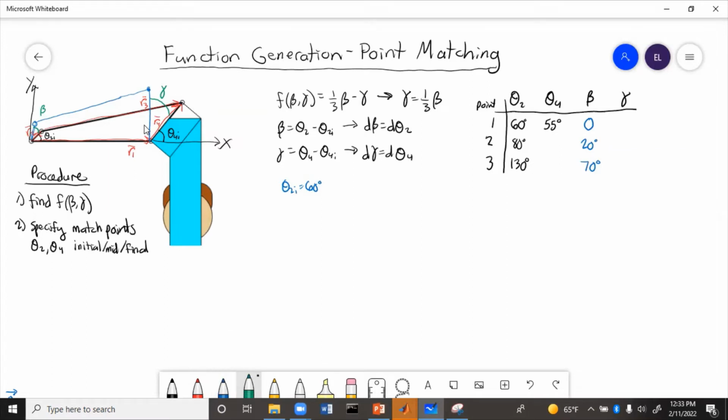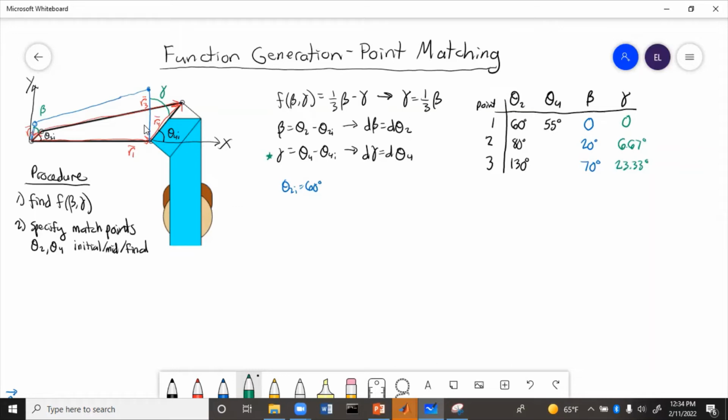So we just divide all the beta column by 3. We'll have 0. 20 divided by 3 is 6.67 degrees. And then 70 divided by 3 is 23.33 degrees. So we've got gamma. And now finally, we just use this equation and calculate the theta 4s.